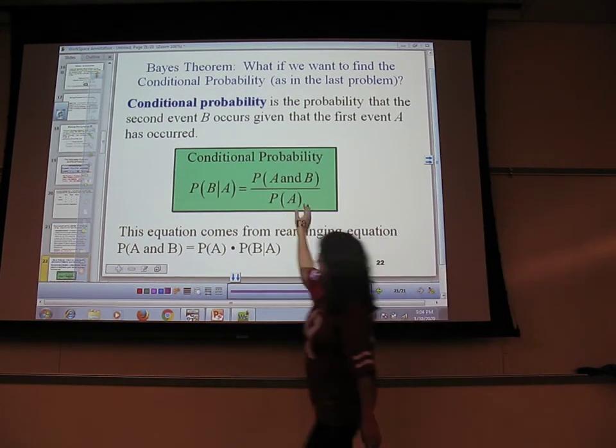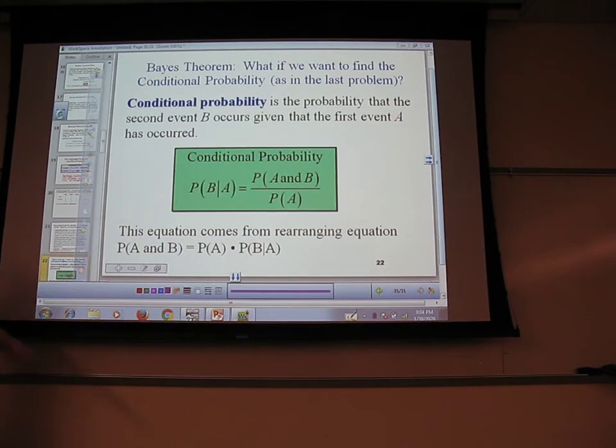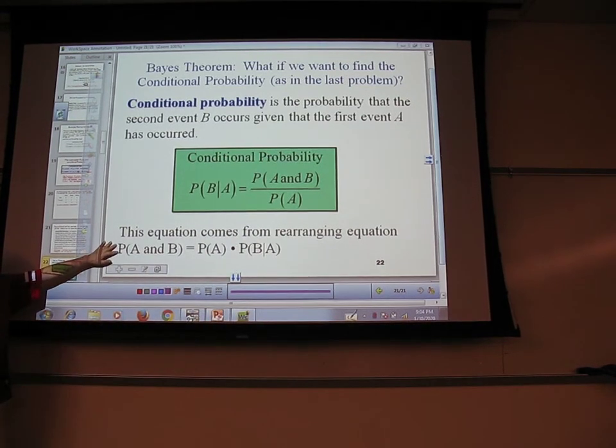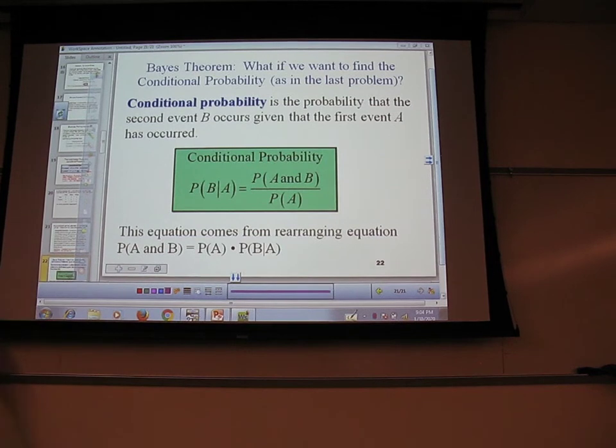How do we get this formula? It's not a new formula. It just comes smack out of here. Do you guys recognize this one? This formula? Everyone recognizes this one? That's just a regular multiplication formula. What you do is, you take that, and you divide both sides by the probability of A.